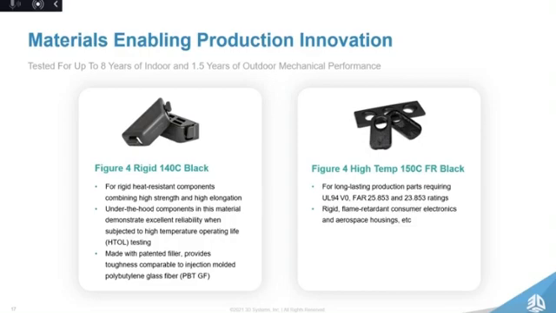Importantly, we also have a material that fits with the evolution of automotive powertrain. Figure 4 High Temp 150C FR Black is a rigid, importantly flame retardant black material that can achieve UL94 V0 rating, as well as the equivalent FAR ratings. It's another material that's ideally suited for transportation and aerospace applications.